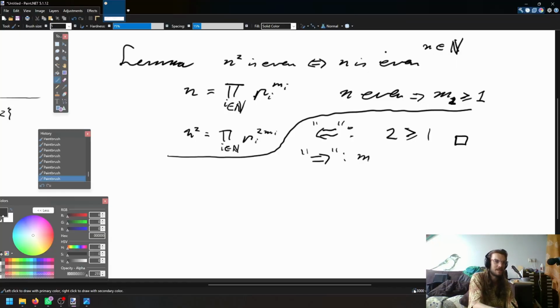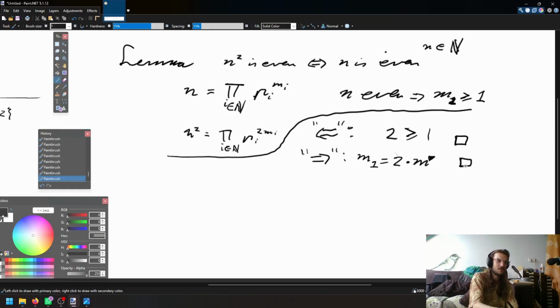Let's call it, so m1 for our n squared is going to be 2 times some other integer, m prime, let's call it. And m prime is going to be larger than 1 because n squared is even. And if we divide this by 2, we also find that the multiplicity of 2 in our number n is going to be larger than 1. In other words, it is even.